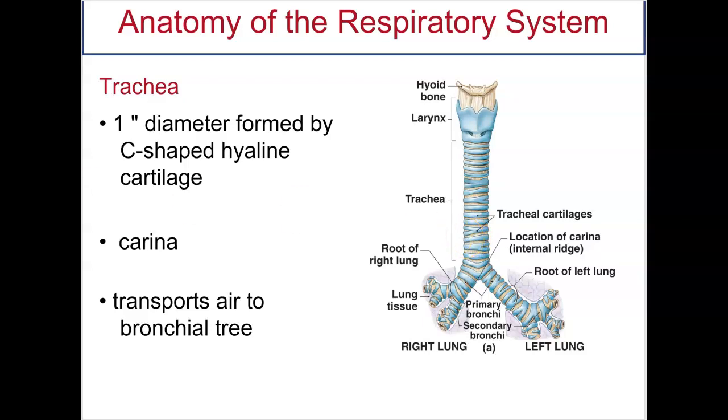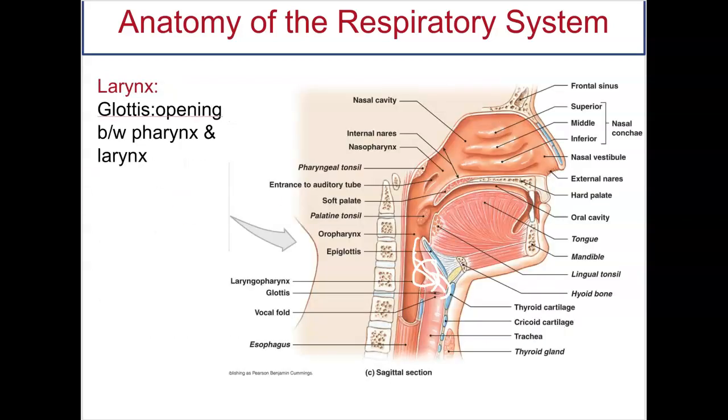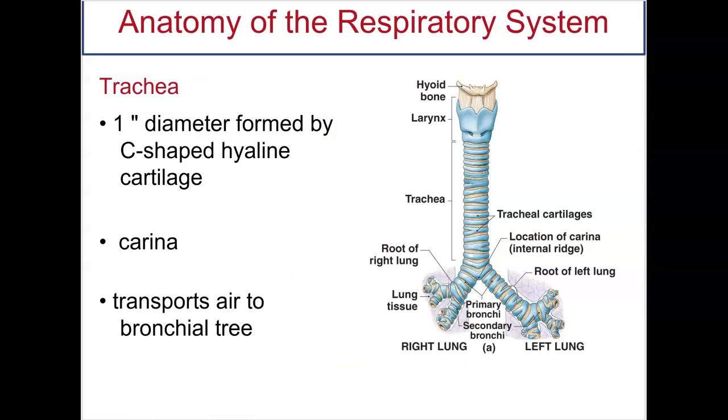Can you think about why that might be? Well, if we come back to this image, here's the trachea, here's the esophagus. Remember, food is coming down the esophagus. We don't want that cartilage on the posterior side because it could interfere with the esophagus's ability to open up if you're taking a larger bite of food.